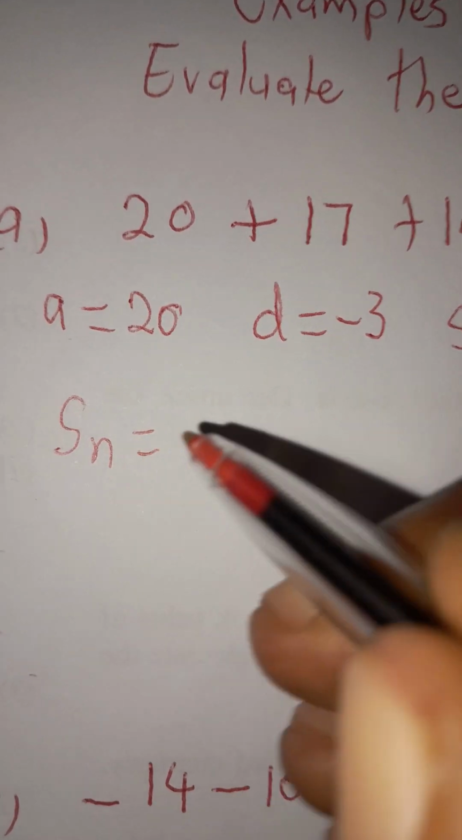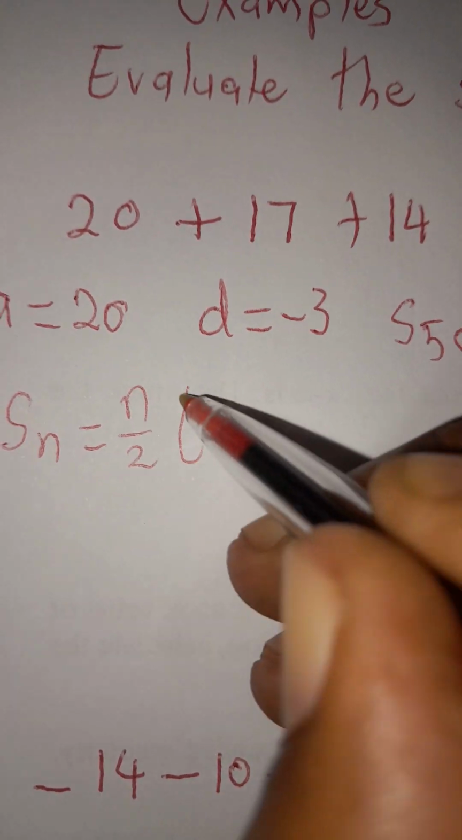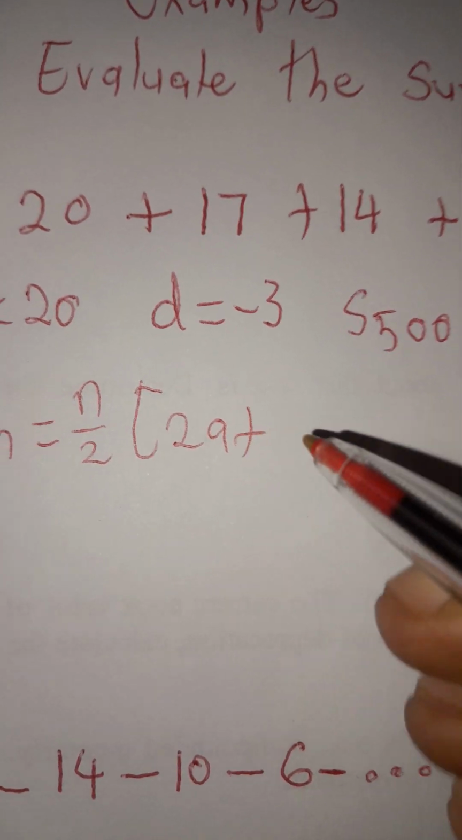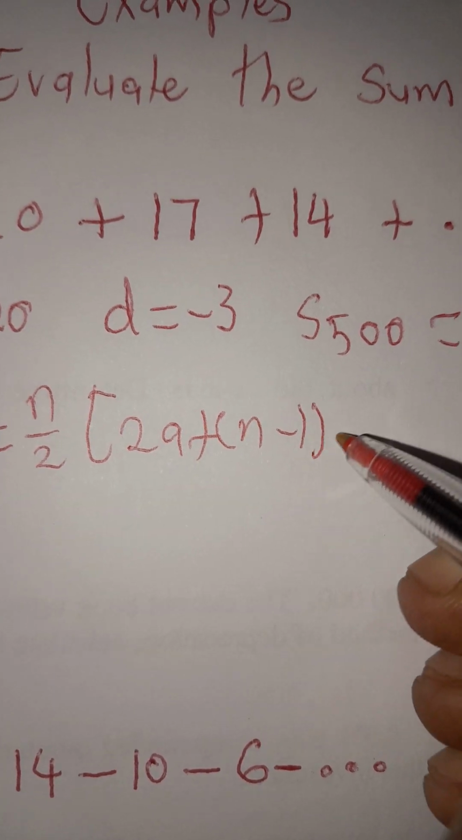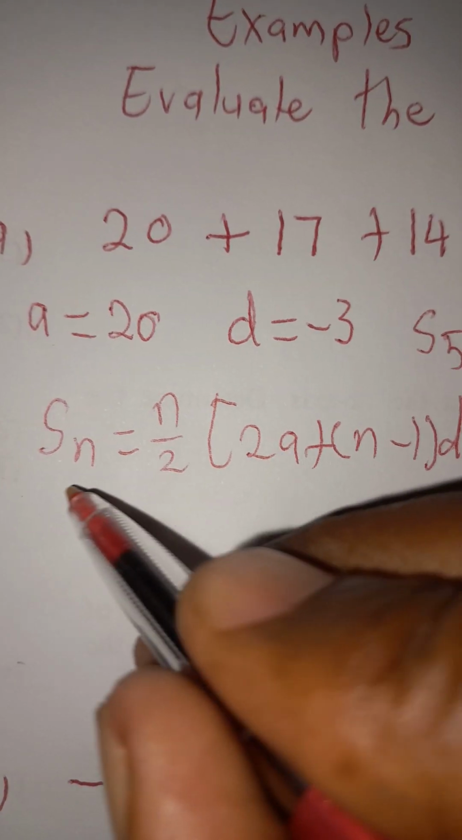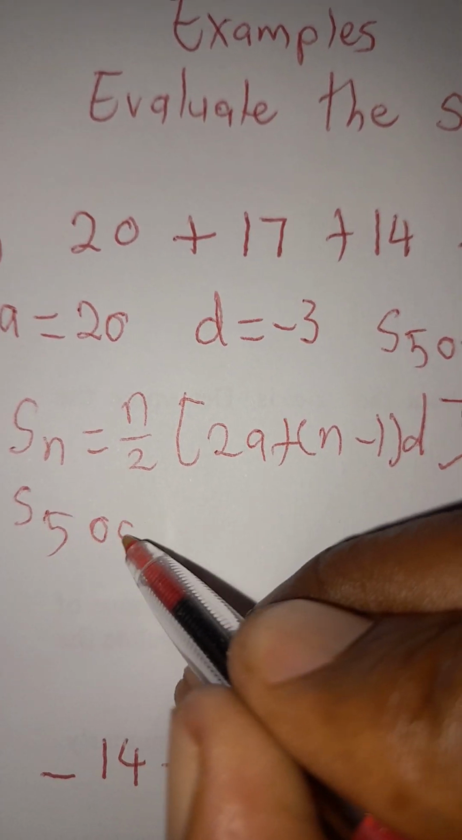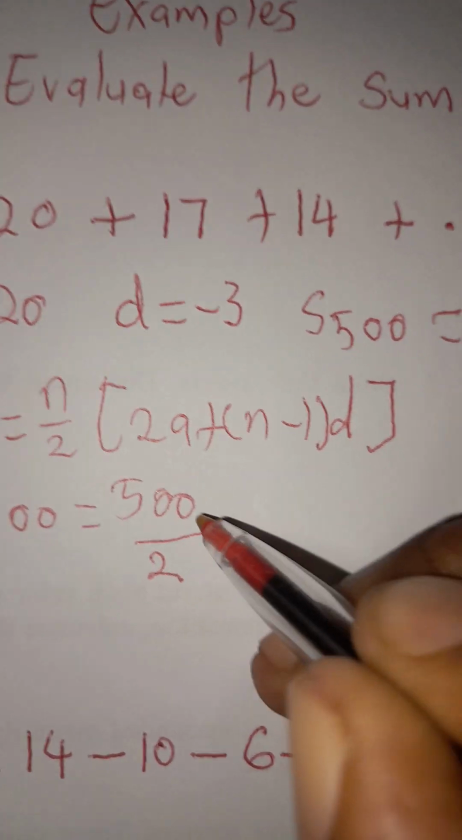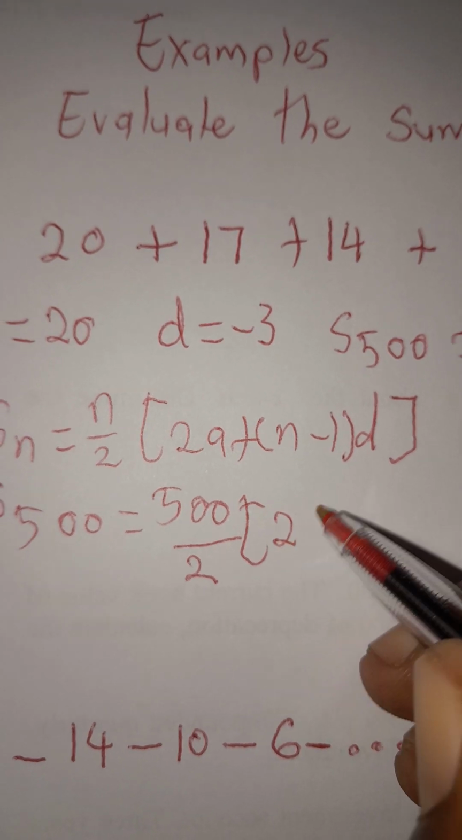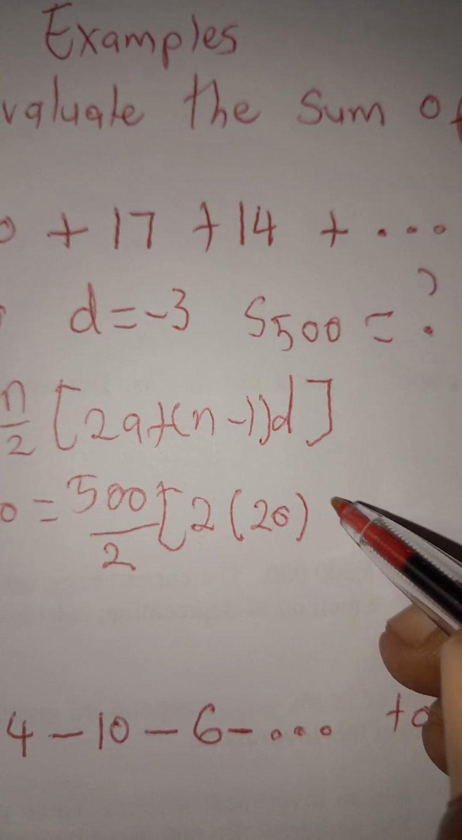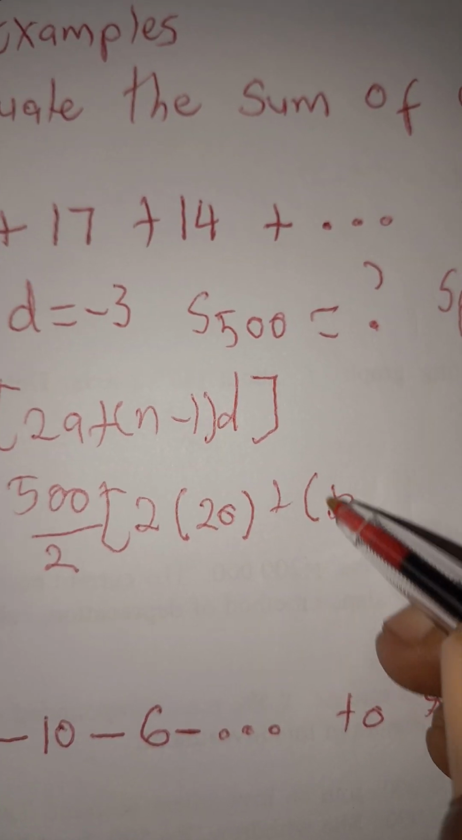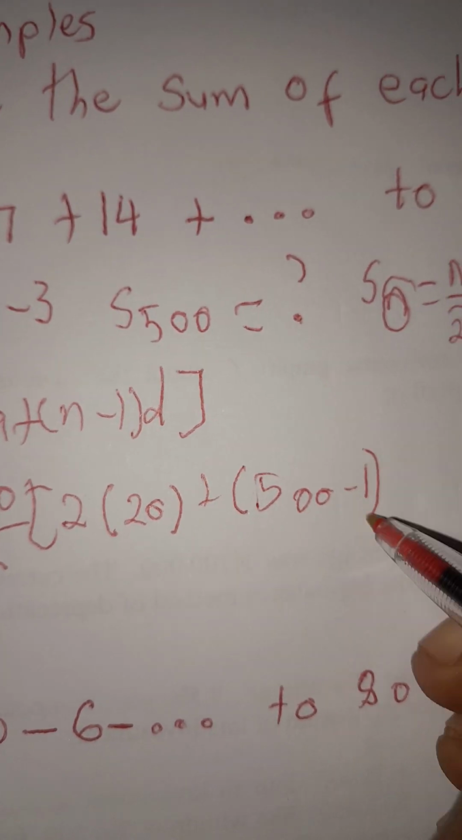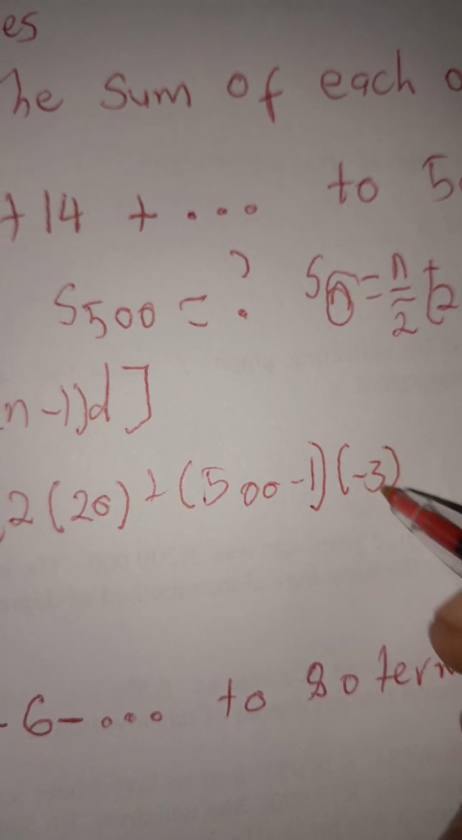So let's apply the formula Sn equals n over 2 times (2a plus (n minus 1)d), where d is the difference. The sum of how many terms? The sum of 500 terms. Then it's going to be 500 divided by 2. Then what is the first term? Definitely the first term is 20. Then where there's n, we shall put 500, so 500 minus 1. Then the difference is negative 3.